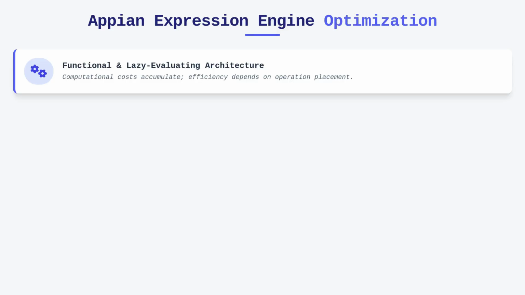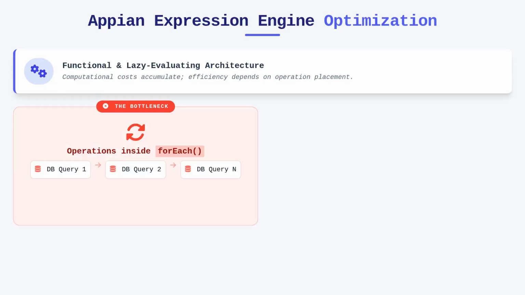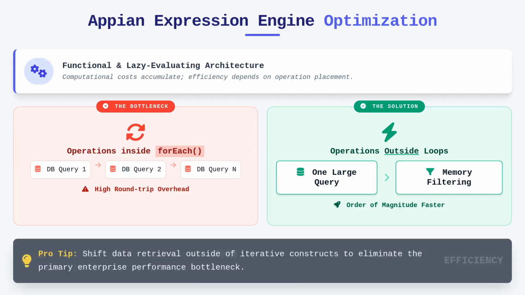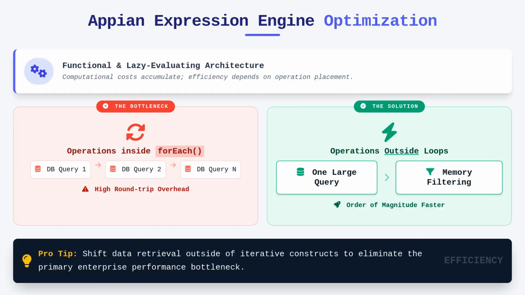Developers frequently make the mistake of performing expensive operations, like querying the database or manipulating complex structures inside a for-each loop. A query executed within a loop is an order of magnitude more expensive than a single query returning a larger set that is later filtered in memory. By shifting these operations outside of iterative constructs, you reduce the round-trip overhead to the data layer, which is typically the primary bottleneck in any enterprise application.